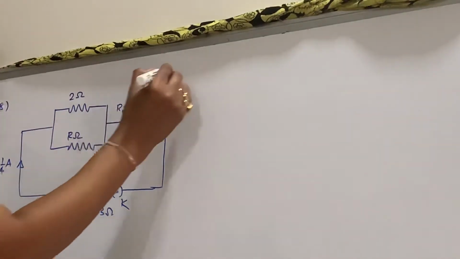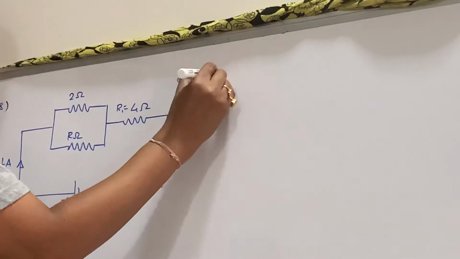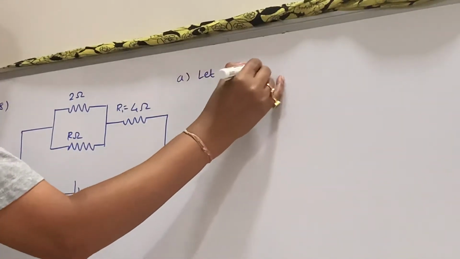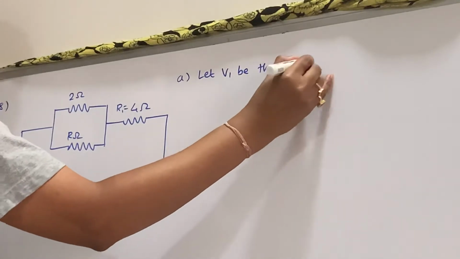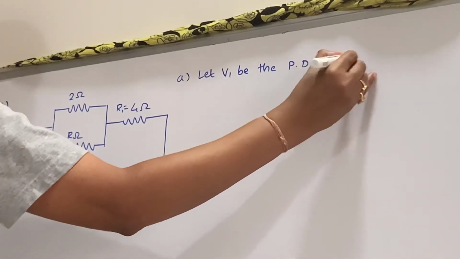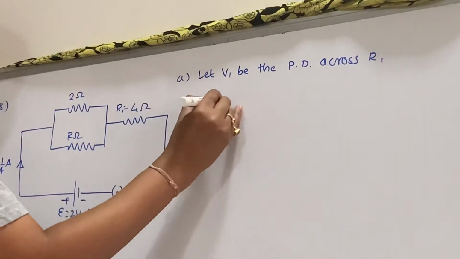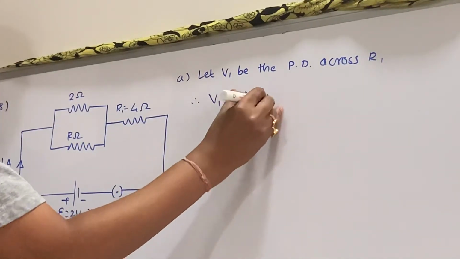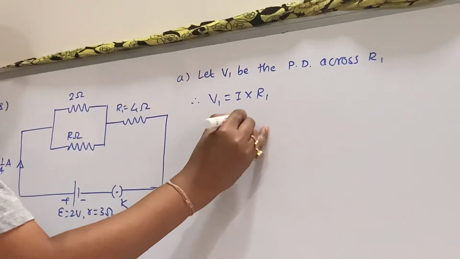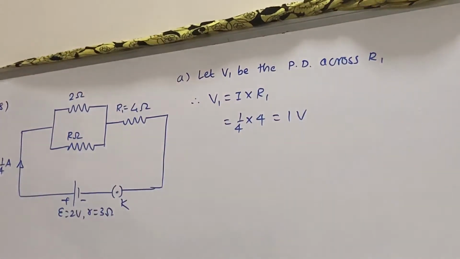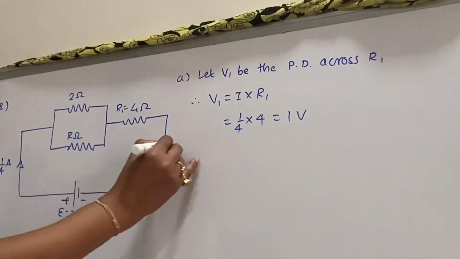In A part, let V1 be the potential difference across R1. So we can write here, from Ohm's law, V1 is I into R1. I value is 1 by 4 into 4, which comes up to be 1 volt. Potential difference is how much? 1 volt.